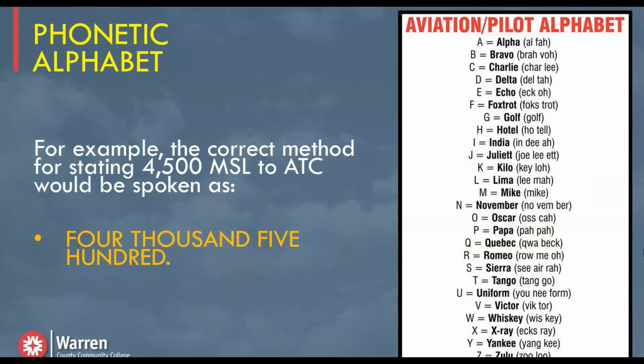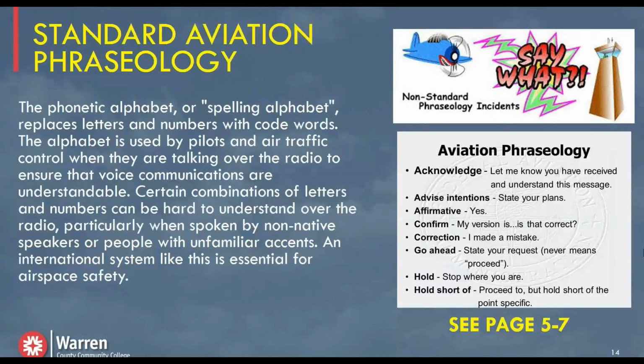Another example would be the correct method for stating 4,500. It's not 4,500 MSL. It would be 4,500 mean sea level to air traffic control. So 4,500, and you'll want to remember that.